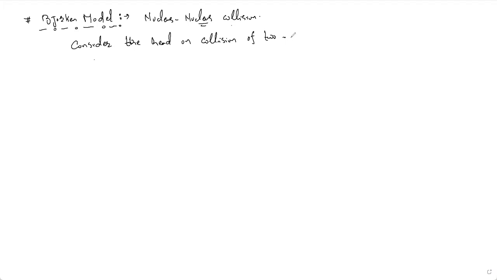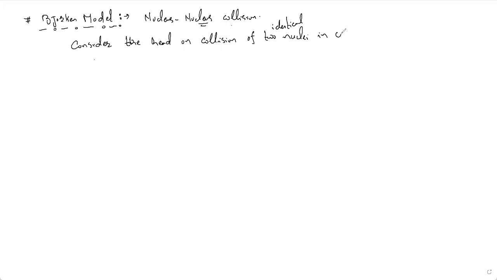So the Bjorken model is again about nucleus collision. This was given by Bjorken, that's why we call this the Bjorken model. So in this model, what do we do? We consider the head-on collision of two identical nuclei in the center of mass frame. They should be identical, not different, identical nuclei in the center of mass frame.